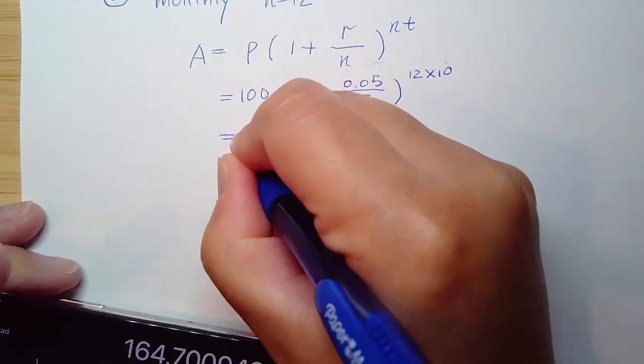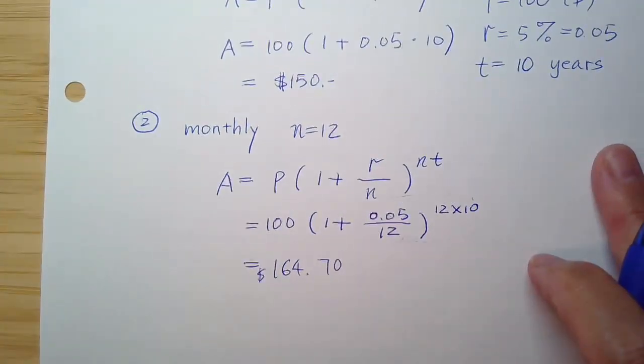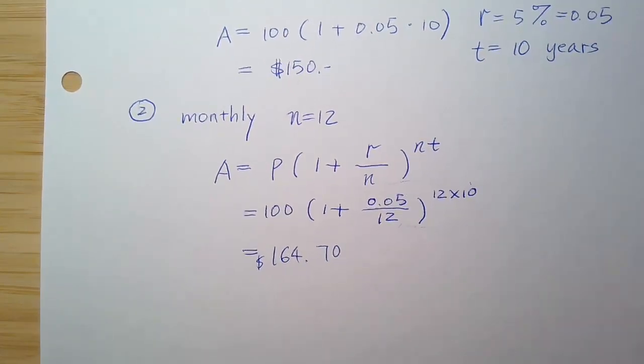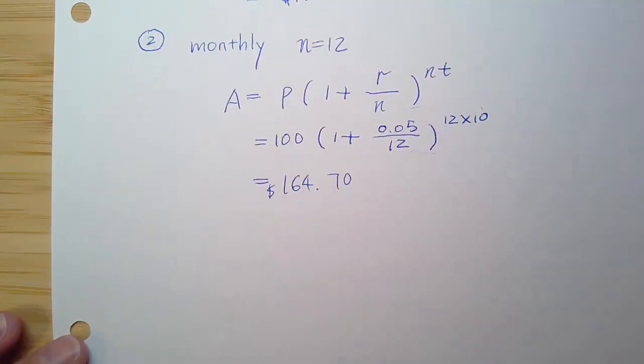164.70. That much. So you compare this with the simple interest. This is much better. And the way I showed you how to use the calculator will save you a lot of time. You don't need to write things down in the middle.